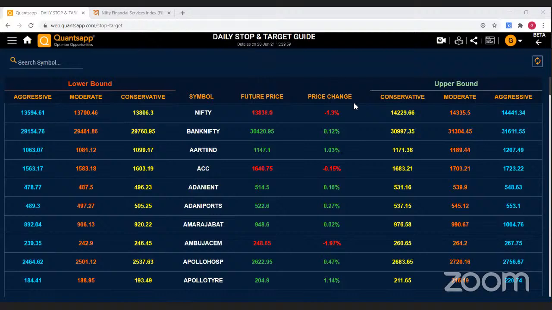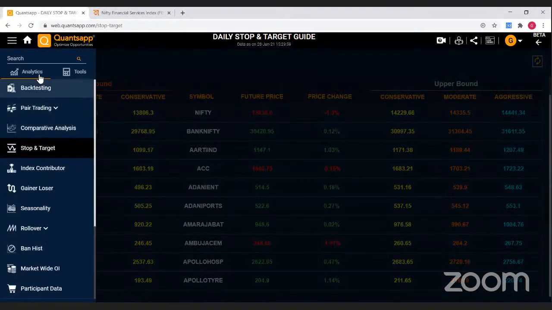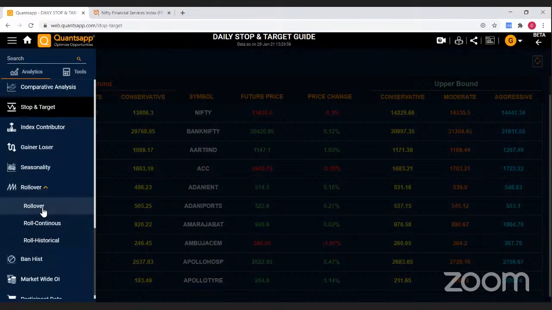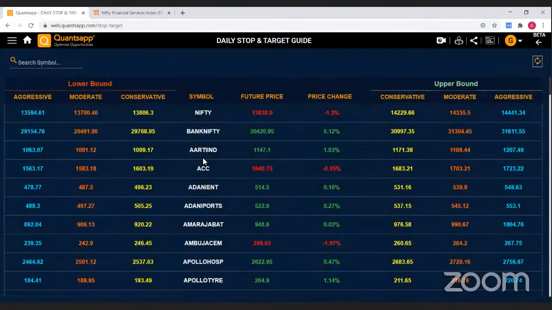We have a question regarding rollover by Mr. Kitki. The question is, in rollover options, how do we interpret rollover cost and rollover data? So we'll go to the rollover. One second, just taking you there. So this is the rollover.